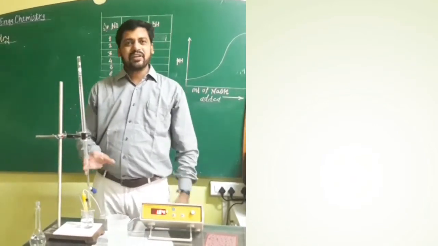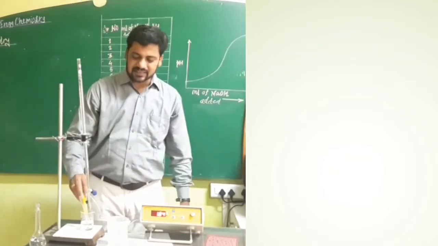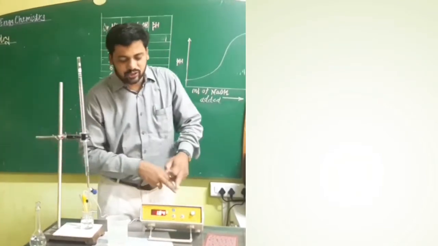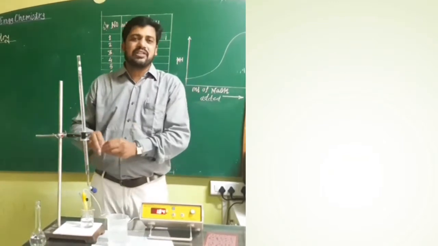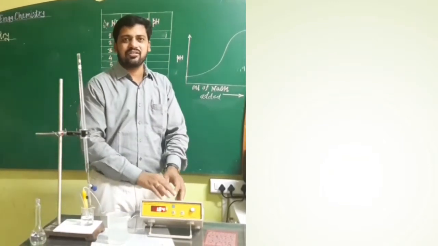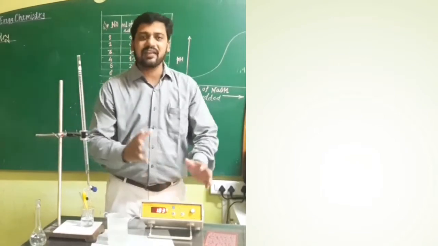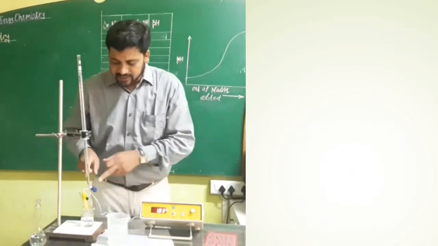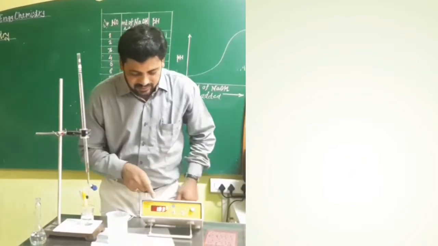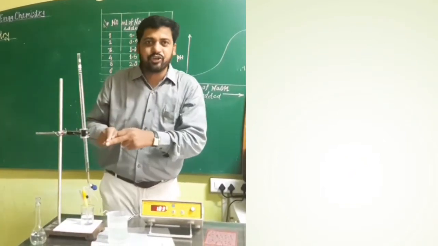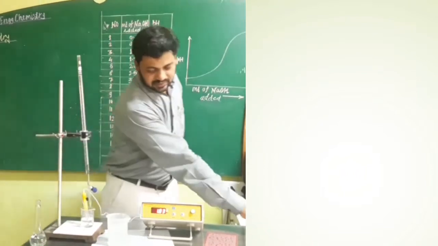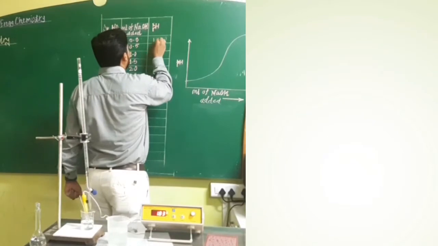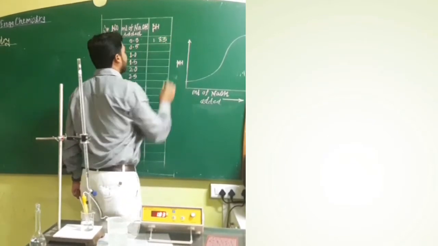Why do I pick up 50 ml? Because then the glass electrode is properly dipped. It senses the H plus ions and gives the signal to the pH meter, which does the calculation and displays the pH value. After dipping, what is the first reading without any addition of NaOH? On the screen, it is 1.83. This is the first reading.